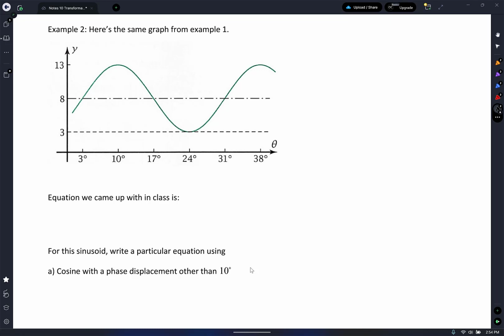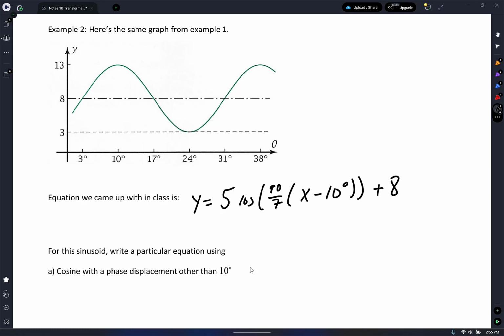All right. Here we go, guys. This is the same graph. I did all this by design. Let me know, I accept criticism. I did this on purpose for a reason. The equation we came up with in class, y equals 5 cosine, open parenthesis, 90 over 7, open parenthesis, x minus 10 degrees, close, close, plus 8. That's the equation we came up with, right?